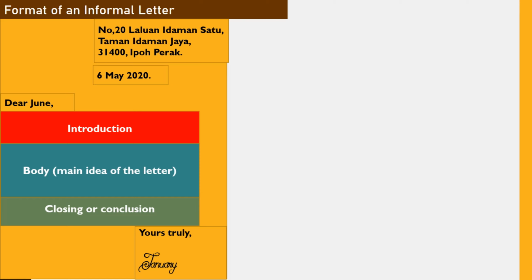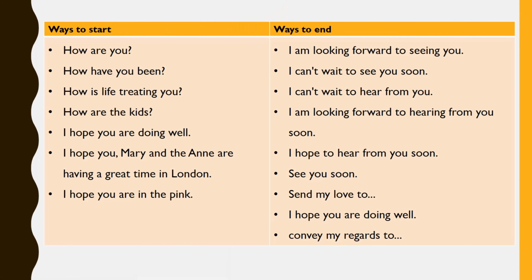Now let us look at some ways to start and some ways to end your letter. The first one: how are you? This is a general phrase that we often see when writing any informal letter. And there are also other ways to start a letter. For example, you can say, how have you been? How is life treating you? How are the kids? And I hope you are doing well.